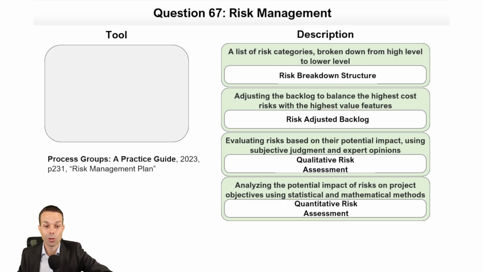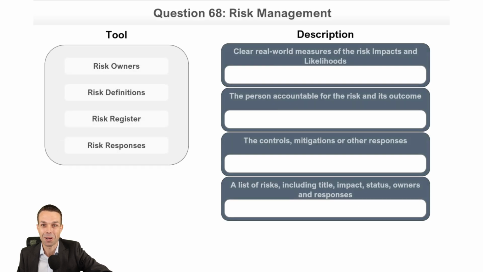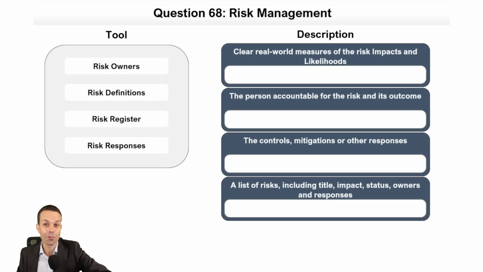There it is, page 231 under Risk Management Plan in the Process Group's Practice Guide from 2023. Wonderful stuff. All right, only 3 to go in this little section. You're doing really, really well. Let's see what we've got.